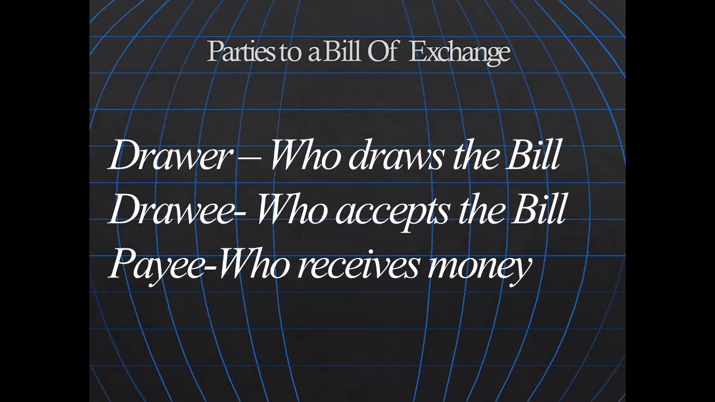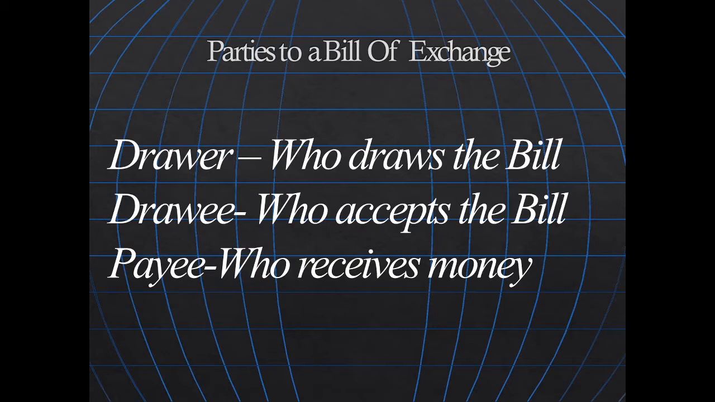And parties already explained. The drawer is who draws the bill. In our known language, he is the seller of goods. The drawee accepts the bill and returns it to the drawer. In our known language, he is the buyer. And the payee is who receives the money. Here we have to understand one logic. The buyer accepts the bill and sends it to the drawer. The drawer has to pay money to somebody.